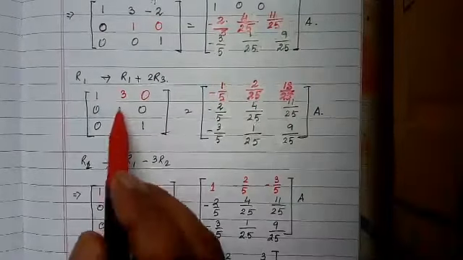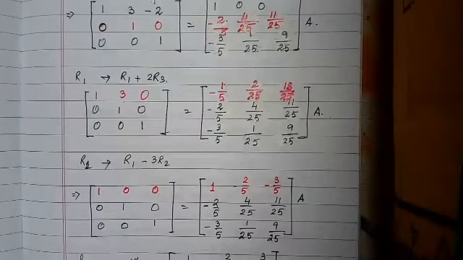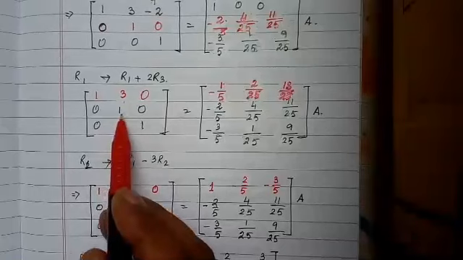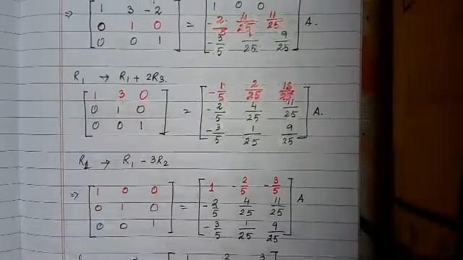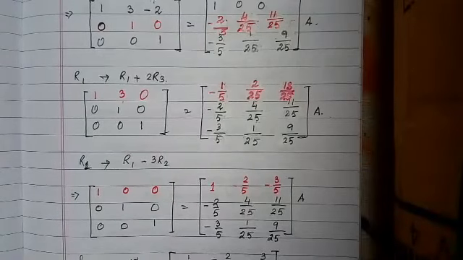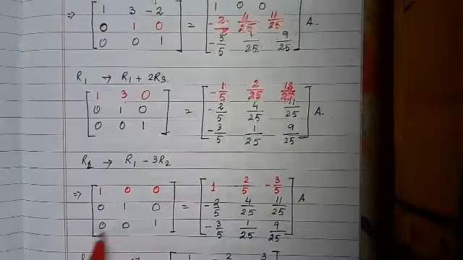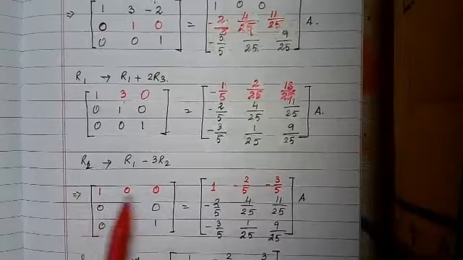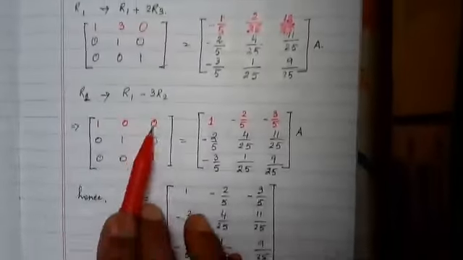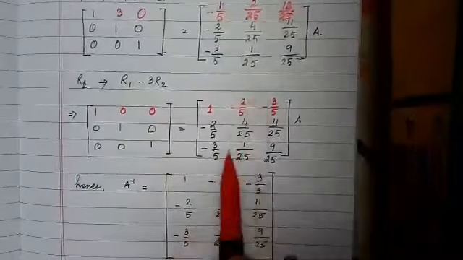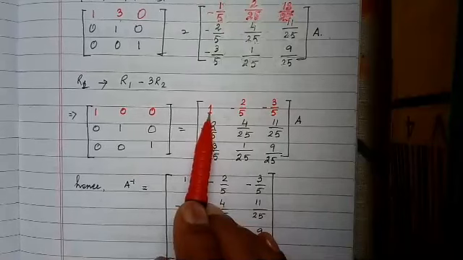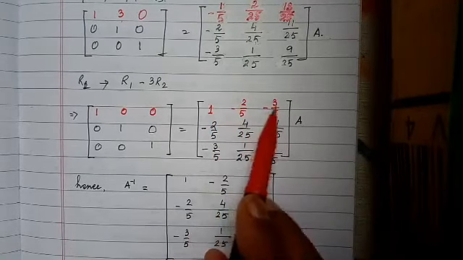Next we have to convert this element to 0. How is that possible? We have to operate with R2. R2 is multiplied by 3 and then subtracted from this. So R1 is replaced by R1 minus 3R2, and R2 and R3 remain the same. R1 is replaced by R1 minus 3R2, which gives 1 0 0. And when the same operation is given to this matrix, it will be converted to 1, minus 2 by 5, minus 3 by 5.